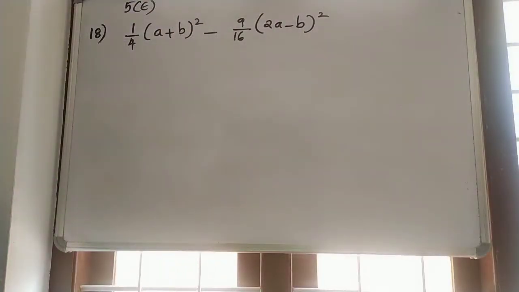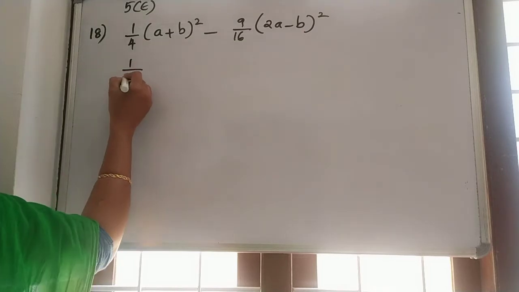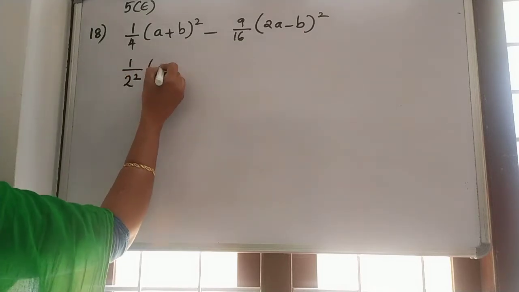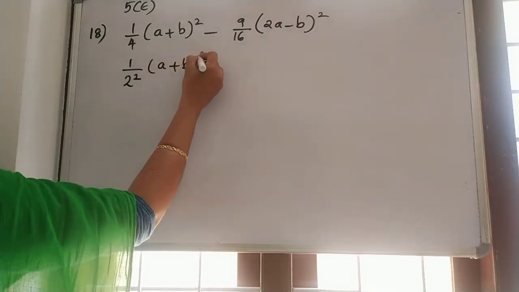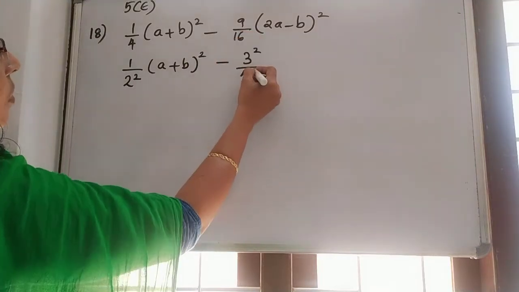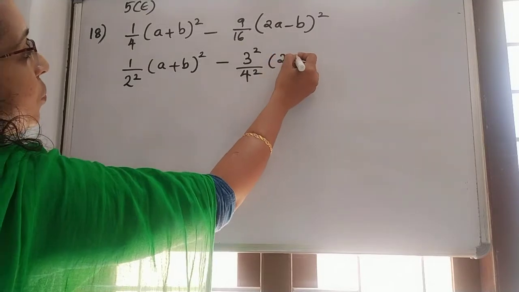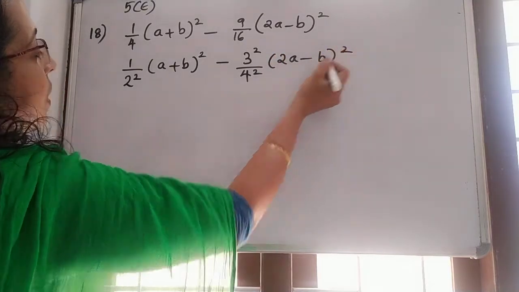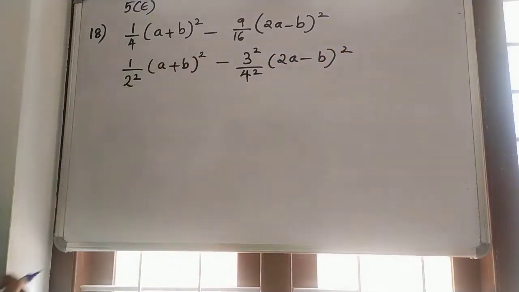1 by 4 we can write it as what? 1 by 2 square, no? 2 square into a plus b the whole square, minus 9 we can write it as 3 square divided by 16 also 4 square into 2a minus b the whole square. If you don't want this step, you can avoid that step. Directly you can write, no?